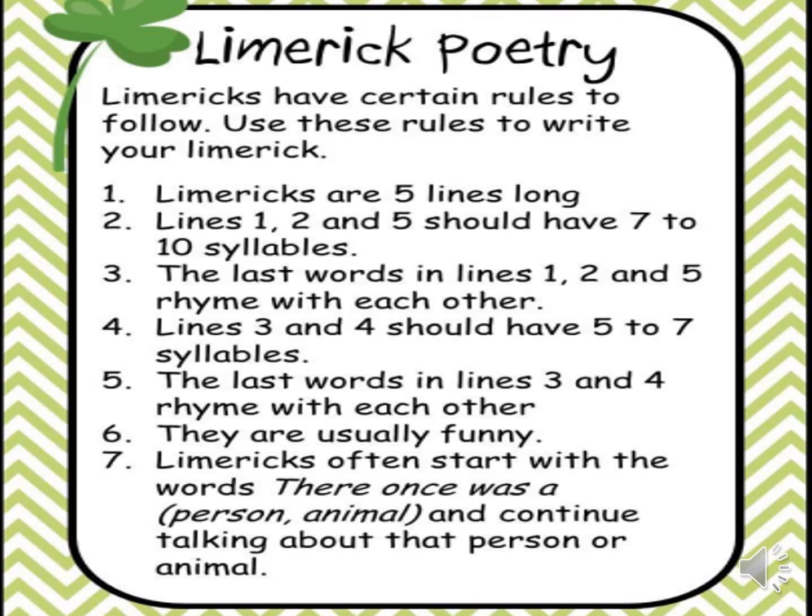To sum up the rules, here is a list of what you should include. Limericks are 5 lines long. Lines 1, 2, and 5 should have 7 to 10 syllables. The last words in lines 1, 2, and 5 rhyme with each other. Lines 3 and 4 should have 5 to 7 syllables. The last words in lines 3 and 4 rhyme with each other. They are usually funny. Limericks often start with the words "there once was a," you refer to a person or animal, and continue talking about that person or animal, or use the what if scenario.